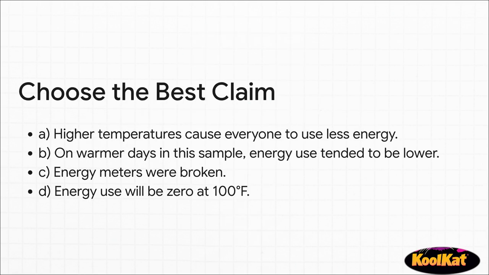Let's walk through these. Answer A has that risky word "cause" and says "everyone." That's a huge claim, so that's out. C is just a wild guess with no evidence. D is classic extrapolation. Our chart probably doesn't go to 100 degrees, so we can't say for sure. That leaves us with B. And look at that perfect, safe language: "In this sample, tended to be." It just describes the relationship we see. That's our winner, hands down.